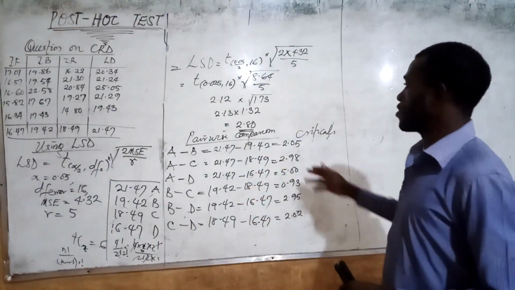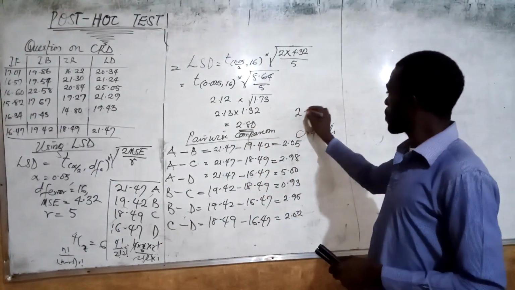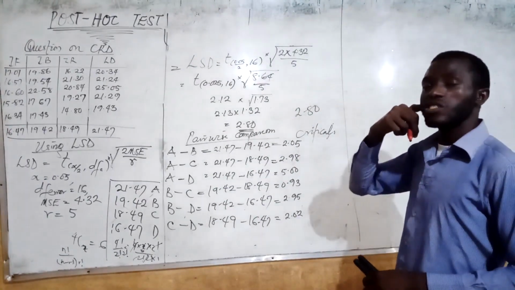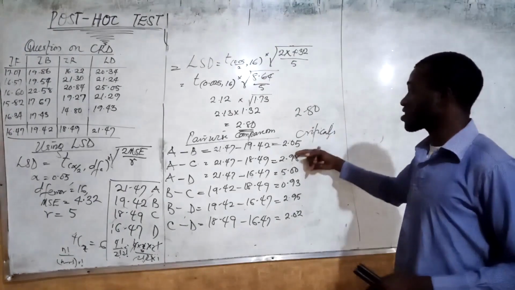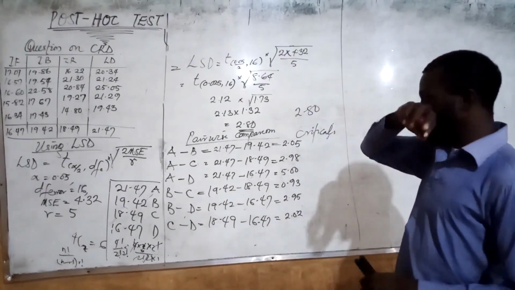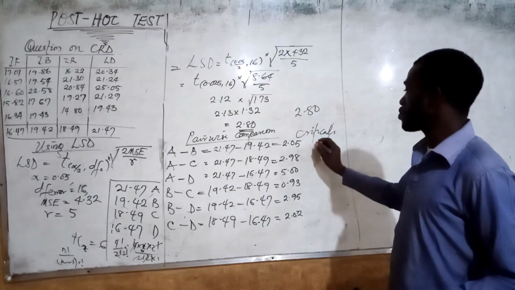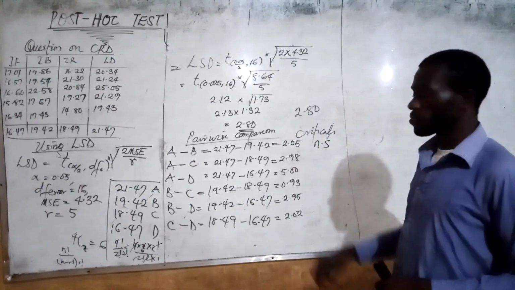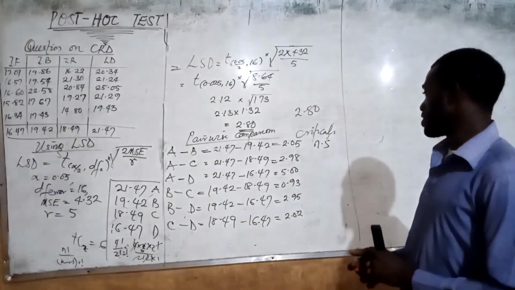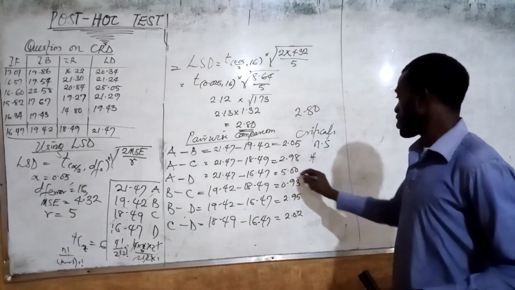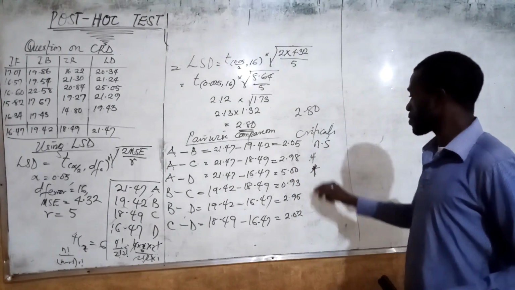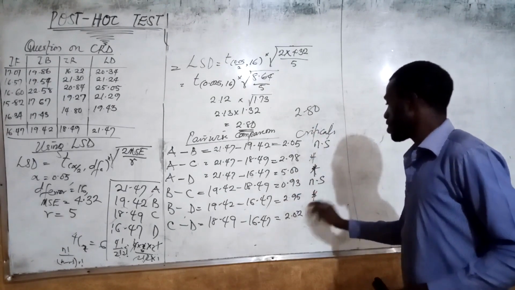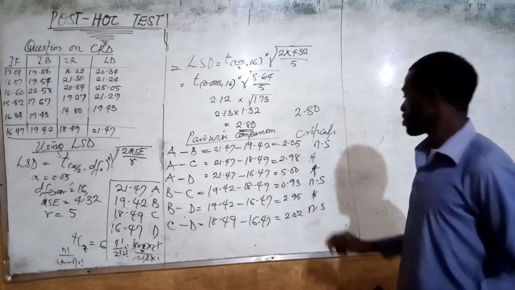So what do we do? We begin to compare. We compare the LSD value of 2.80 with each one. If 2.80 is greater than it, then it is not significant. But if our critical value is greater than 2.80, then it is significant. Here, 2.80 is greater than it, so it is not significant. Here the difference is greater than that, so it is significant. Here it is significant, it is greater than that. Here it is not significant, it is less than that. This one is greater than that, it is significant. This one is less than that, it is not significant.